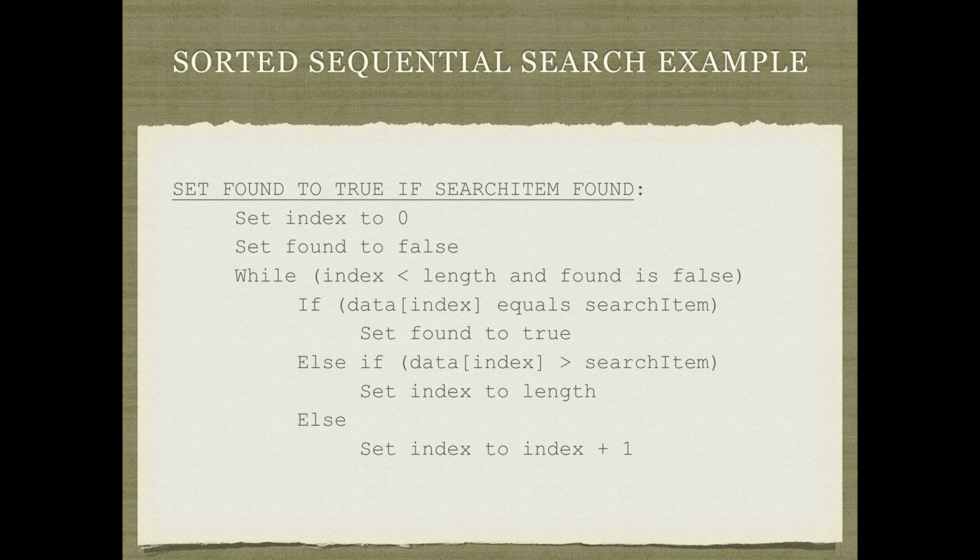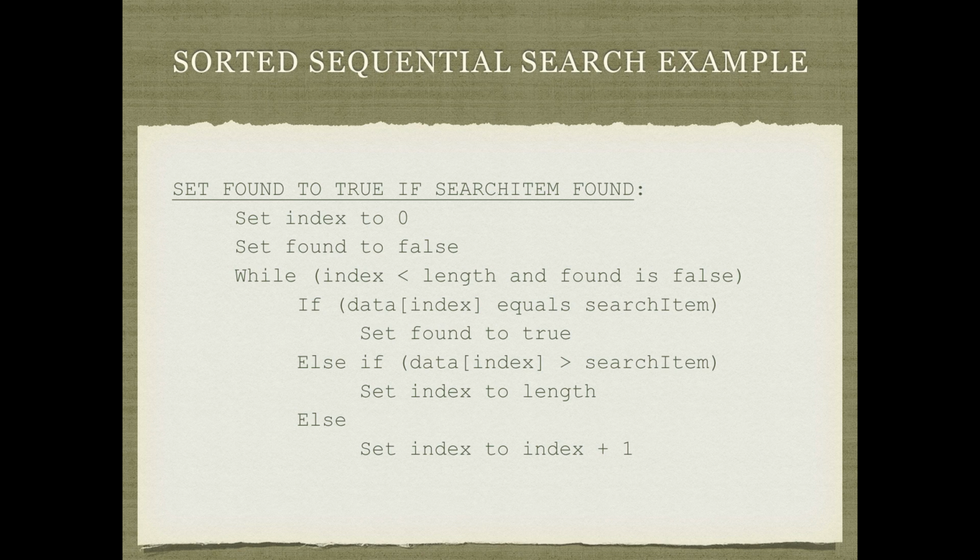That means we've passed the point where the search item was supposed to be, we haven't found it, and we know that every value after this is also going to be bigger than the search item, then we can automatically set the value of the index to the length of the array, which will fail the condition of the loop and cause it not to execute anymore. So this is an example of what we call short-circuited logic, meaning as soon as we encounter a condition that eliminates everything else, then we don't have to worry about anything else. We just stop what we're doing.